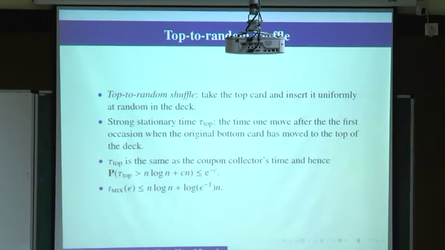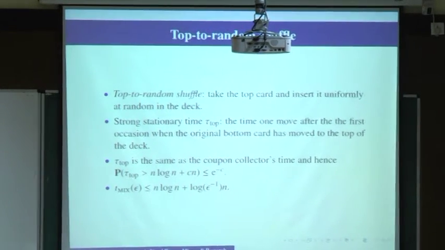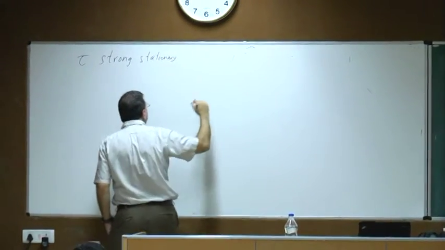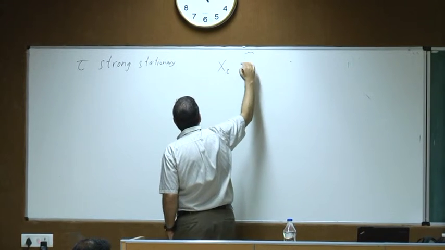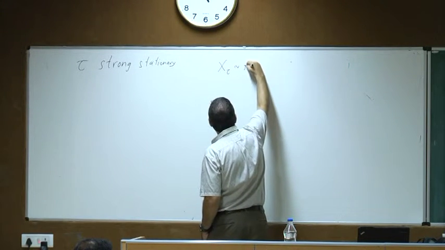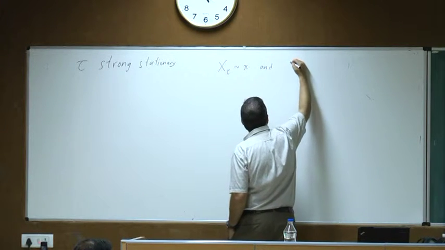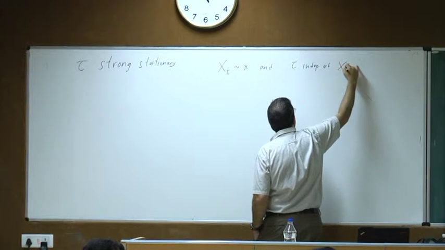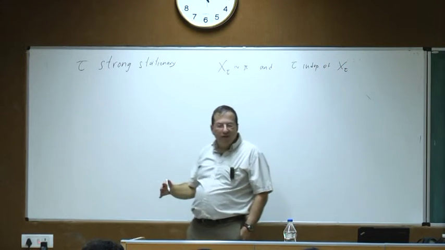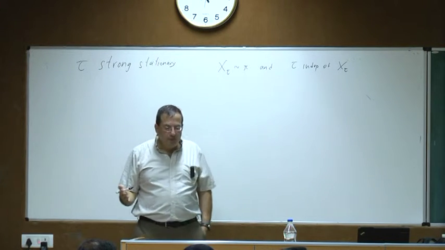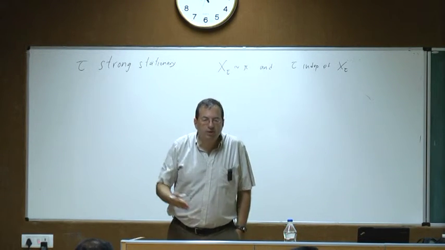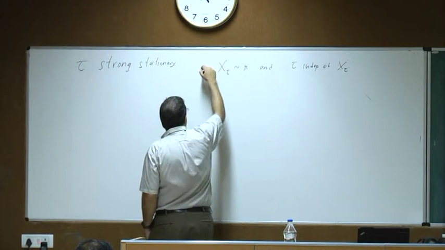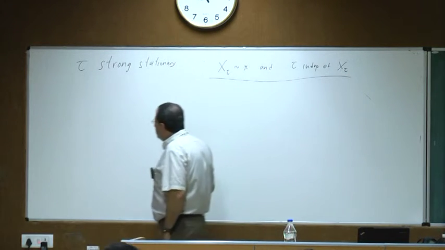Suppose that tau is a strong stationary time. This can be written as follows: X tau has distribution pi, and tau is independent of X tau. That's equivalent to what I said before, because even conditional on tau, X tau still has the same conditional distribution.